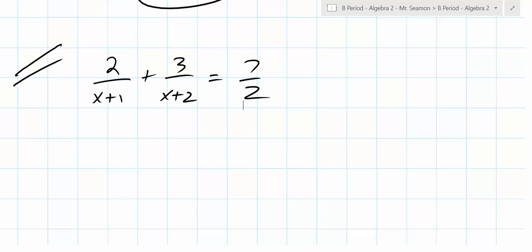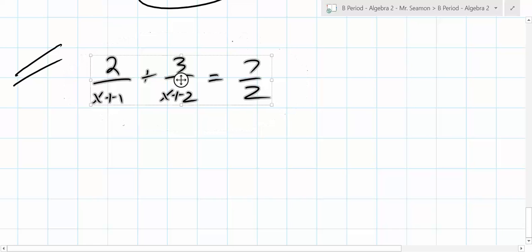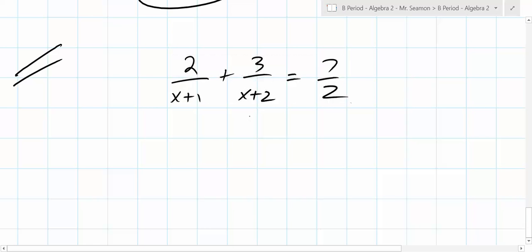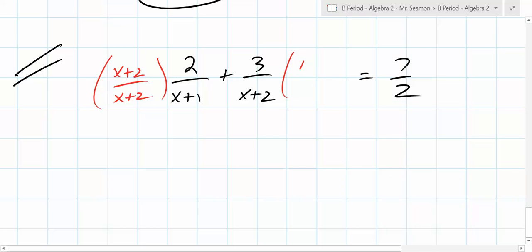X plus 2 over x plus 2. So still not the correct sentence. Try again. You're only multiplying the top, the first fraction. So you're multiplying the first fraction by what? X plus 2 over x plus 2. Yep, that's one thing you could do. Absolutely. Second one, and by what? By x plus 1 over what? X plus 1? Excellent. So you end up with 2 times x plus 2 plus 3 times x plus 1.